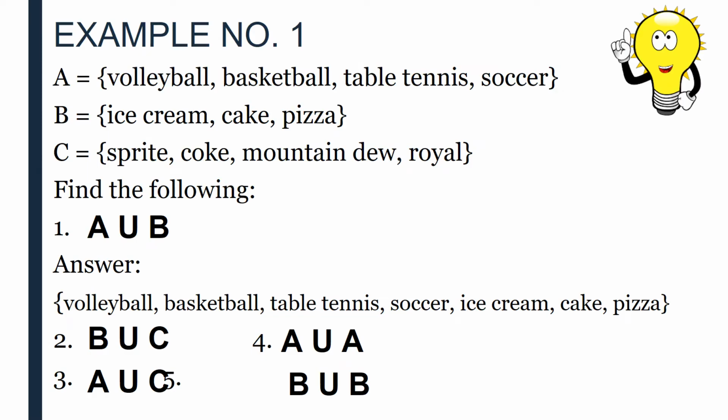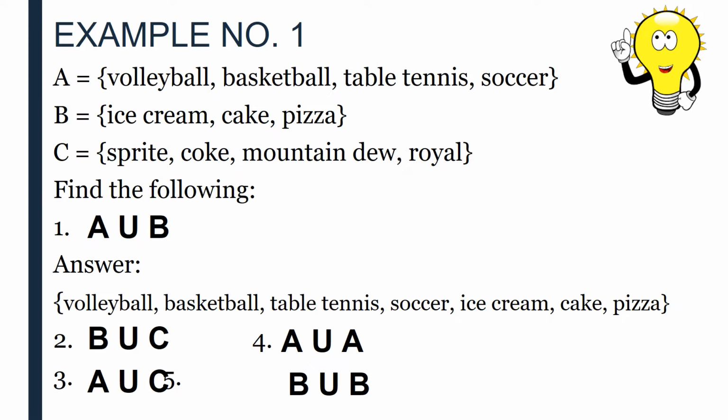Okay, for example, number 1, set A, the elements are volleyball, basketball, table tennis, soccer. Set B, ice cream, cake, pizza. Set C, Sprite, Coke, Mountain Dew, and Royal. Now we're going to find the union of set A and set B. So yung number 1. So papaano natin gagawin?